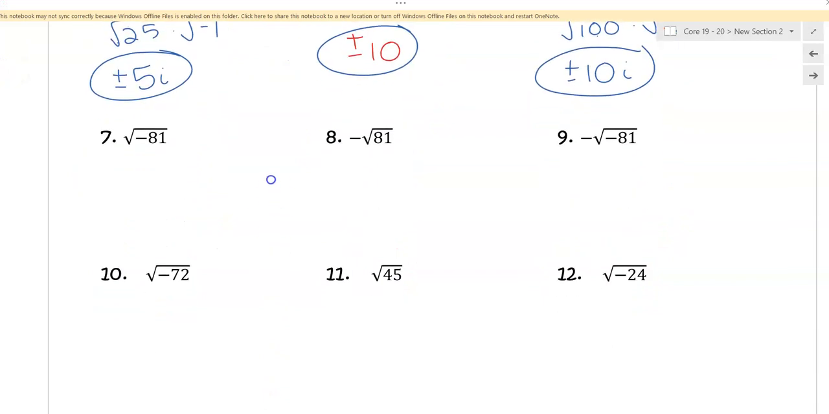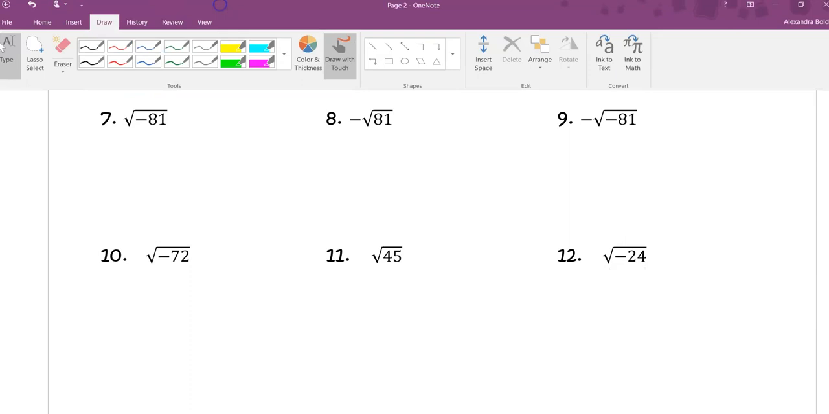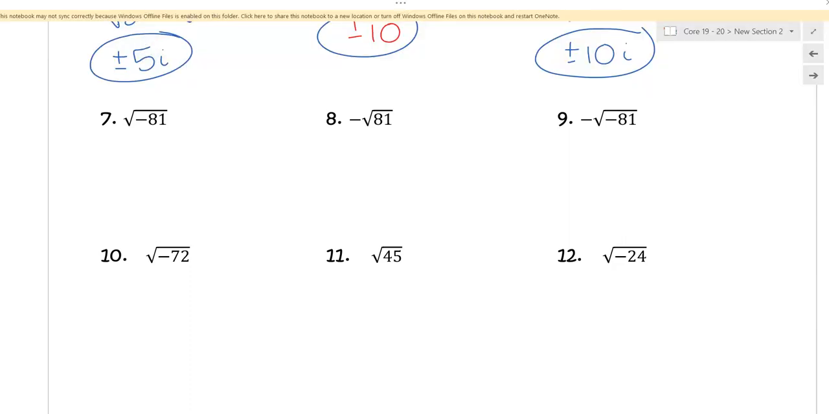Fabulous. Looking at number 7, same type of thing. I have the square root of negative 81. Same thing here, right? I have the square root of 81 times the square root of negative 1. Square root of 81 is 9. And we get a 9 i.